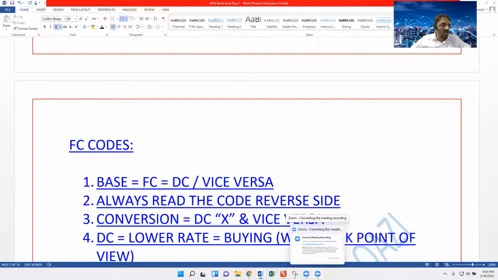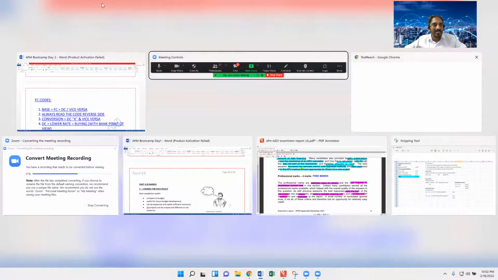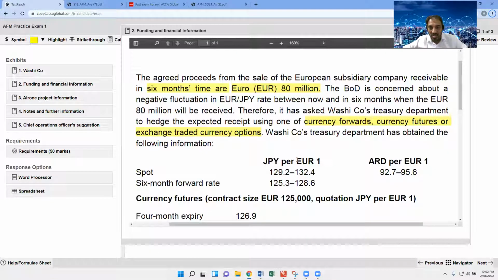Can anyone reply here? What is the code here? Is this the direct code or the indirect code? Bisma, what you are trying to say is one thing: opt for either direct or indirect. The code is direct, because here the local currency is Japanese yen and the foreign currency is euro. Euro is the denominator, that's called direct code. That's simple.